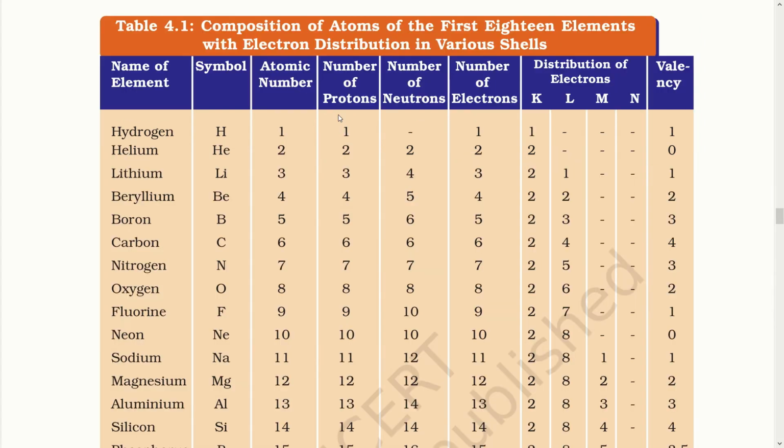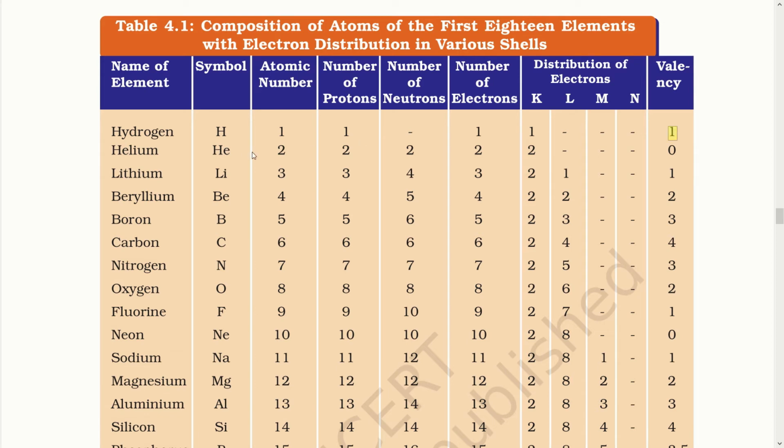Thus, if you study this table, you will find the atomic number given over here, 1, 2, 3, 4, and it goes on like this. For hydrogen, the number of protons is 1, it does not have any neutron, while it has 1 electron. The number of protons and electrons will remain the same, and that is what is called the atomic number. Atomic number is the number of protons or the number of electrons. So 1 electron will be in the first orbit, so its valency will remain 1.